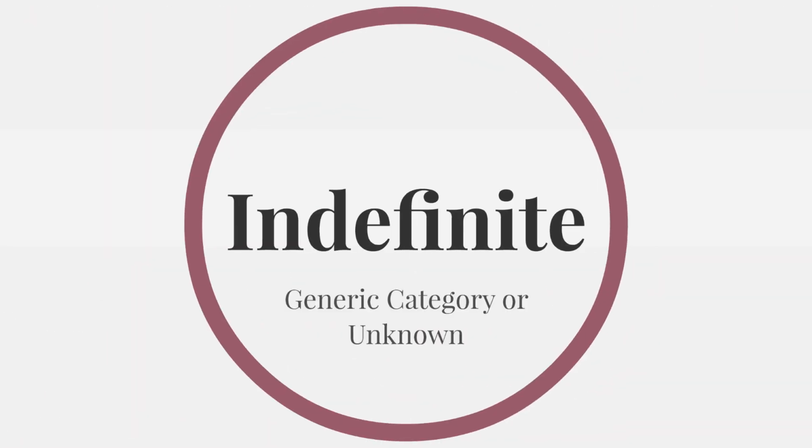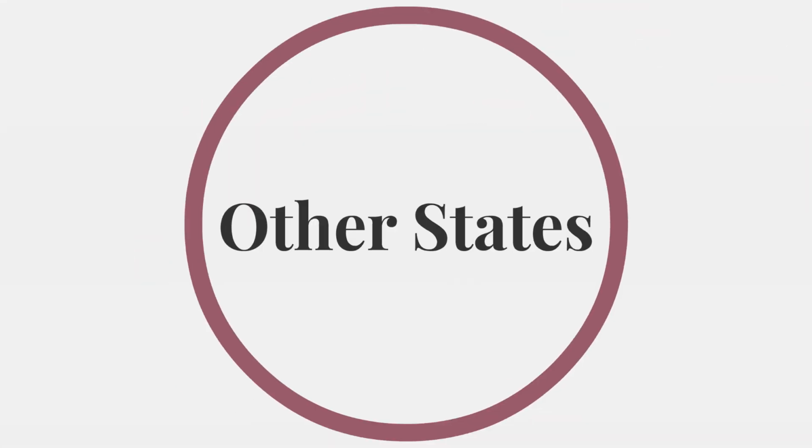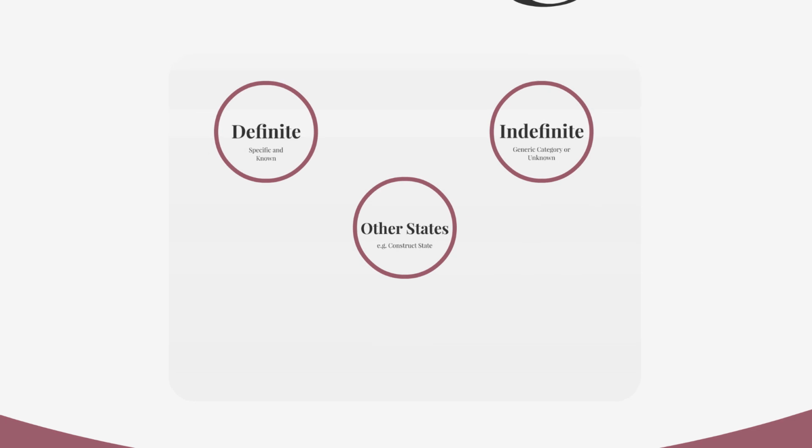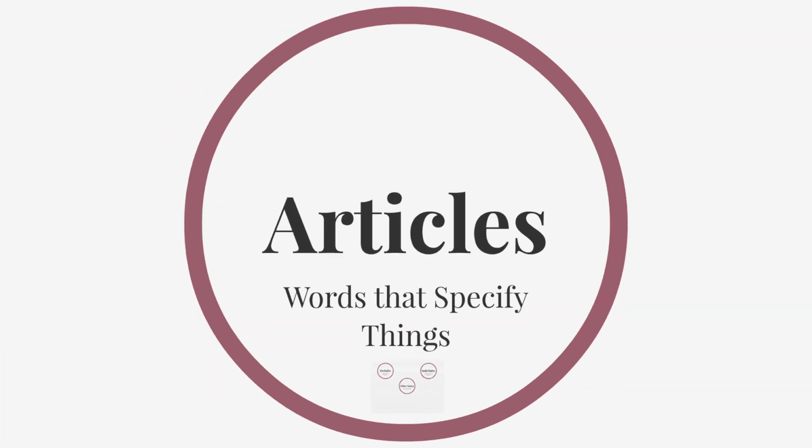Indefinite articles mark something as belonging to a generic category or as an unknown. In English, the indefinite article is a or an. In many languages, nouns are indefinite by default, and there is no separate indefinite article as such. Some languages mark additional states to definiteness and indefiniteness. For example, we have the construct state in Arabic, which is found in the primary genitive construction, the idafa, that is, the construction of possession. These are the components we need to consider in looking at articles.